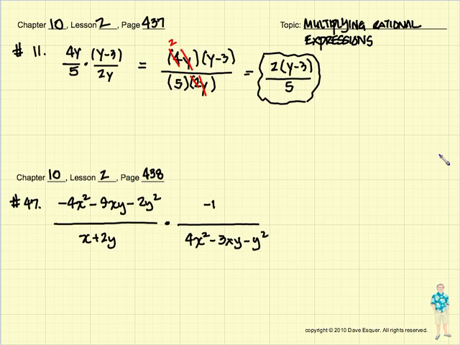Let's jump from something as simple as number 11 to something as complicated as our last problem, number 47. Whoa, minus 4x squared minus 9xy minus 2y squared in the numerator divided by x plus 2y, and a negative 1 times the quantity of 4x squared minus 3xy minus y squared. And we're going to have to simplify all this. I think we're going to have to factor both of these terms.